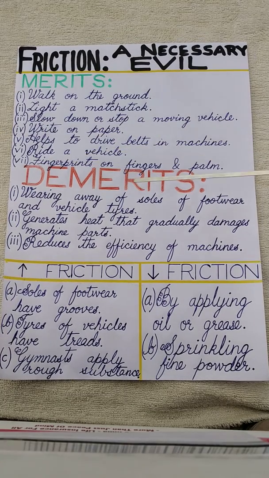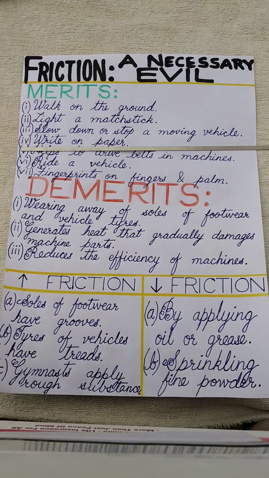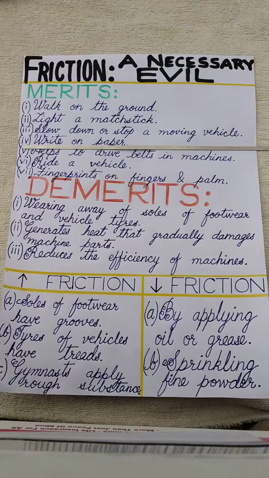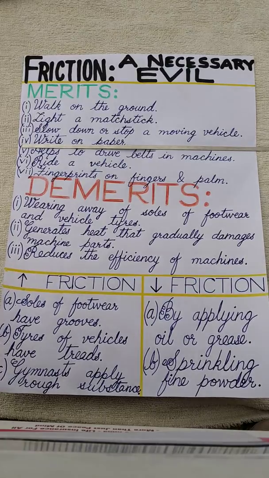The demerits are, friction brings about the wearing of soles of footwear and vehicle tires. Friction also generates heat that gradually damages machine parts. Now, to give you an example, when we operate a mixer, the machine becomes hot. That is due to the friction that is applied when the mixer moves fast. Also, the moving parts of machines in factories generate heat due to friction. Now, what happens is this heat slowly damages the parts of the machines.